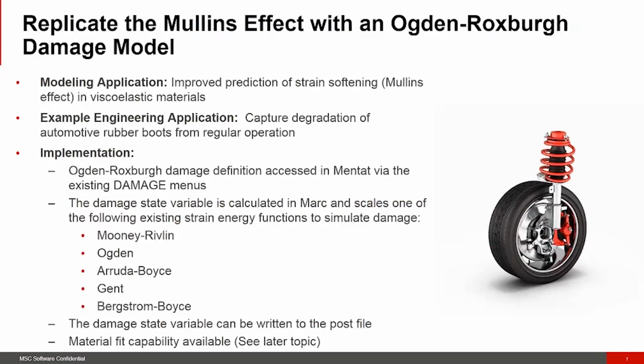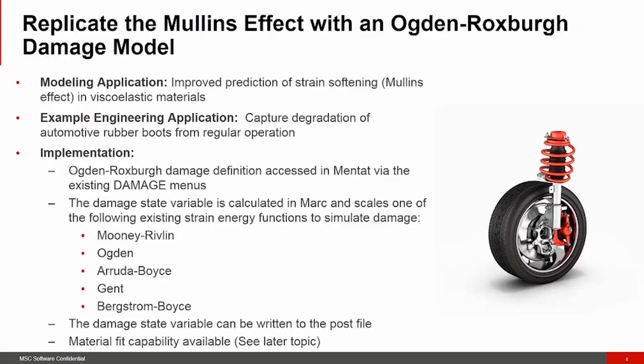The second enhancement that has been added to the rubber workflows is the ability to capture and duplicate the strain softening of viscoelastic materials. Studies have shown that these materials exhibit degradation in their mechanical properties when they're subjected to cyclic and repetitive loads. This phenomenon is often referred to as the Mullins effect and is one of the most important effects that you need to capture, and it's most prominent during the first couple of loading cycles.